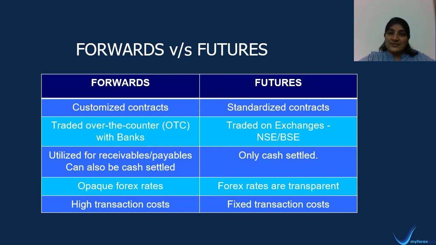Opaque forex rates: forwards do not give a clear, transparent picture of what the foreign exchange rates prevailing in the market are, whereas in futures, because they are quoted on the exchange, they are quite transparent. Because of this non-transparency in the forex rate, you have high transaction costs in forwards, whereas in futures it's a fixed transaction cost which you know beforehand.